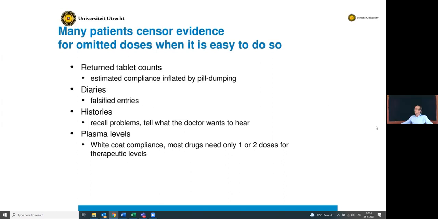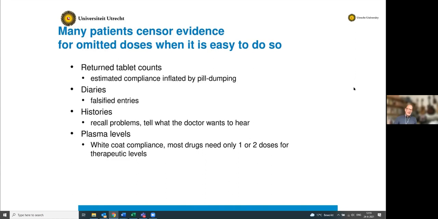There's an interesting philosophical question from Camilla. I always wonder why we as healthcare providers assume that patients should be interested in cheating us about their medication compliance. I think most patients are very interested in getting the best out of the medication.